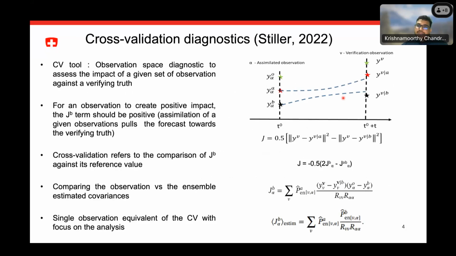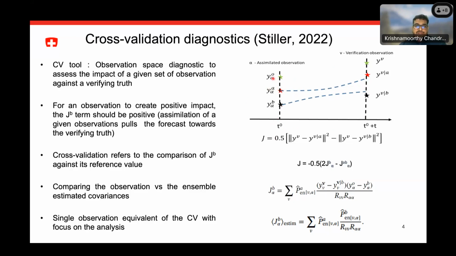The cross-validation diagnostic was developed at DWD by Olaf Stiller, who is having a talk in today's session, so I'm not going much deeper into the details of this method, which I believe Olaf will present again. Basically, it's an observation space diagnostic to assess the impact of a given set of observations against a verifying truth, which is again verifying observations like radiosonde. On the right side, you can see a very simple illustration of this approach.